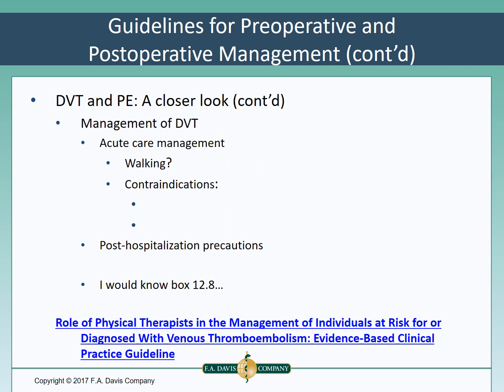So we continue on with the management of DVT. Box 12.8 is really good at outlining the guidelines for those things, so I'd take a look at that. And we have a clinical practice guideline for DVT, so take a look at that as well. I've got the role of the physical therapist in the management of individuals at risk for DVTs. I think that's a really nice way to look at everything together. And the reason for that is our goal is, if they have a DVT, we do not want that to become a PE.